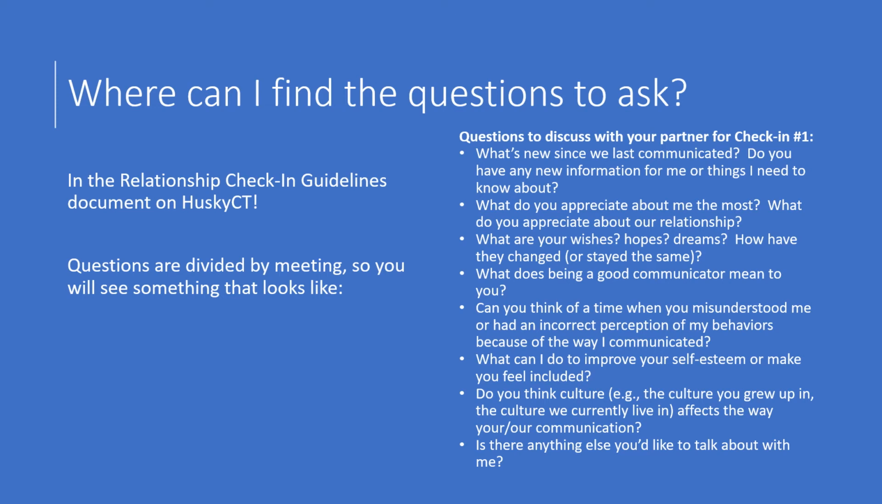And then there's a list of questions there. So for that first meeting, we have things like, what do you appreciate about me the most? What do you appreciate about our relationship? What does being a good communicator mean to you? Can you think of a time when you misunderstood me because of my behaviors, right? So on and so forth. So those are, again, just a general guide. They are located in the guidelines document on Husky CT.